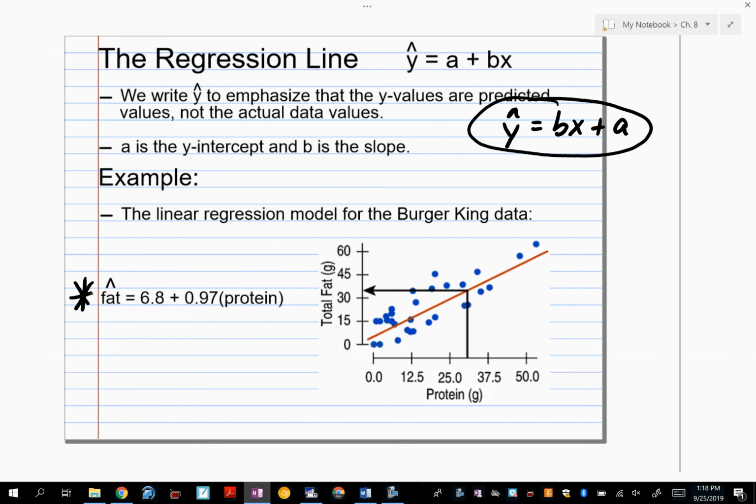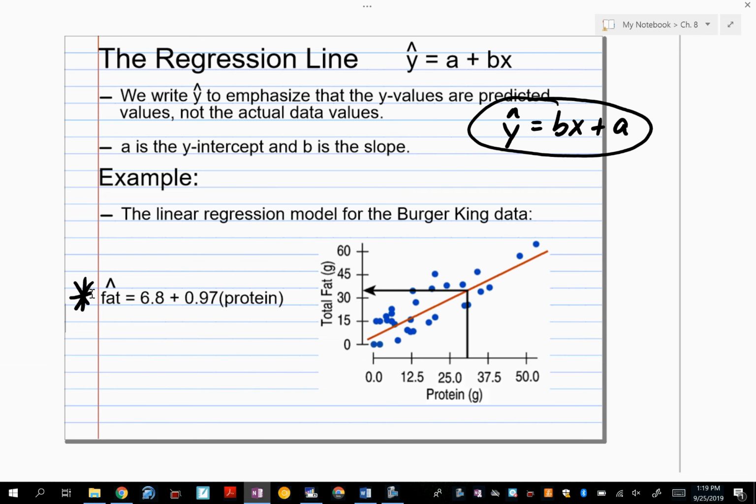It's going to be kind of funny sometimes when we say something like fat hat. That's how you'd say that, fat hat, or predicted fat. No, I thought that was a little funny, but all right. Sorry, be more serious. Okay.